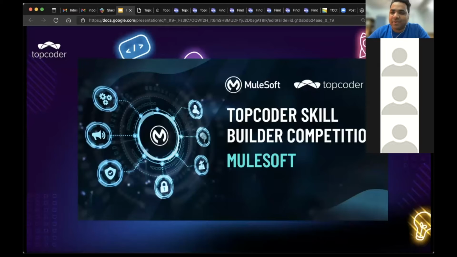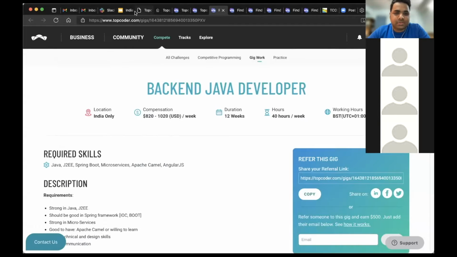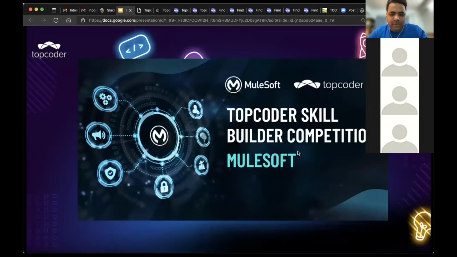Okay, so we have MuleSoft. Yeah, I'm actually just going to take a second to find the link for this MuleSoft.